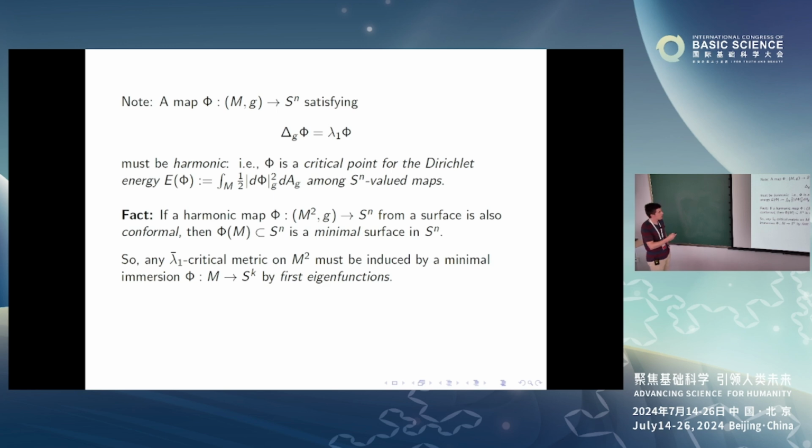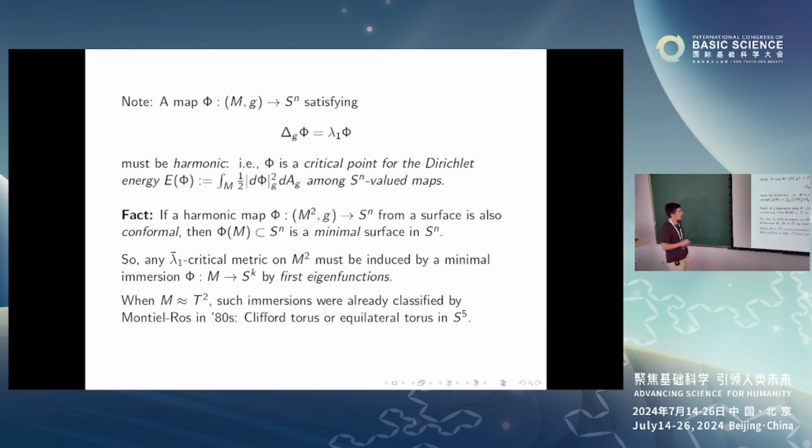And then in the case of the torus, we're in good shape, because Montiel and Ros showed in the 80s that the only such minimal immersions by first eigenfunctions induce the flat metric. And in particular, there are only two options: the Clifford torus, the square one in S3, or the so-called Bryant-Itoh-Montiel-Ros minimal embedding of the equilateral torus in S5. And then by direct comparison, we see that the equilateral torus wins for this maximization problem. So that's Nadirashvili's resolution of Berger's conjecture. All right. Questions before I move on?